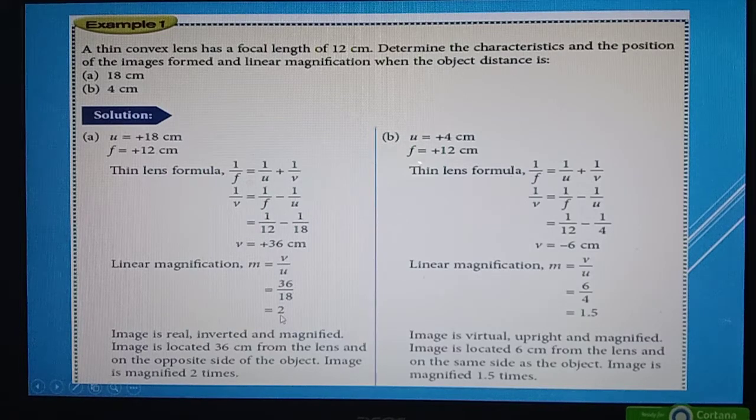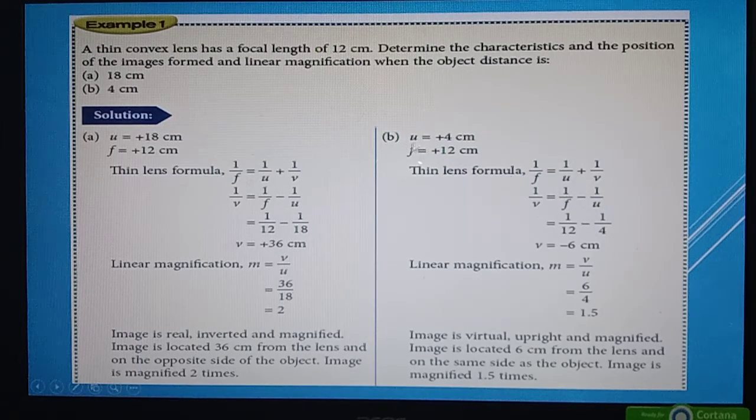If you look at the magnification here, the image is located 36 cm from the lens and on the opposite side of the object. The image is magnified 2 times. So the lens equation really helps you to get the characteristics of the image.